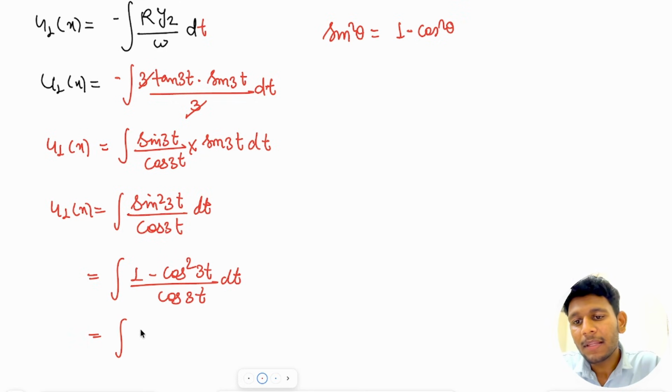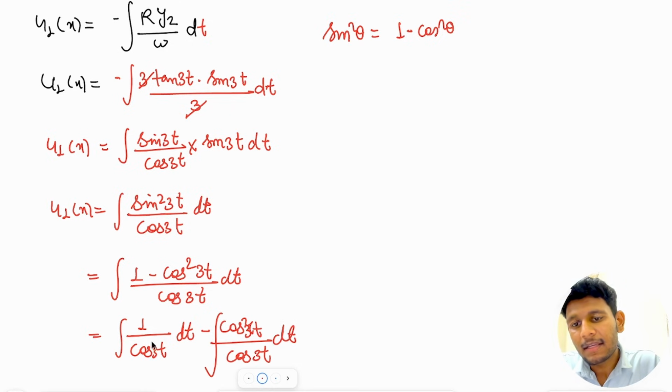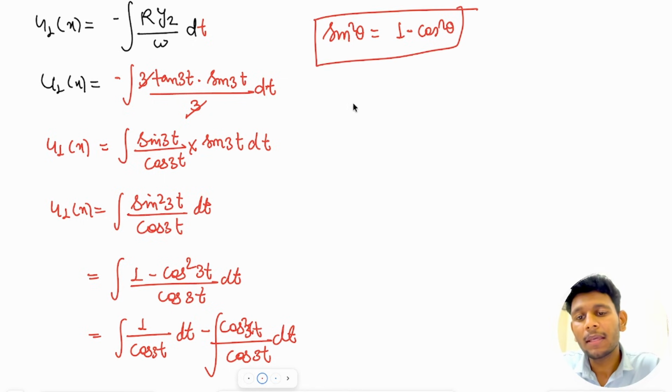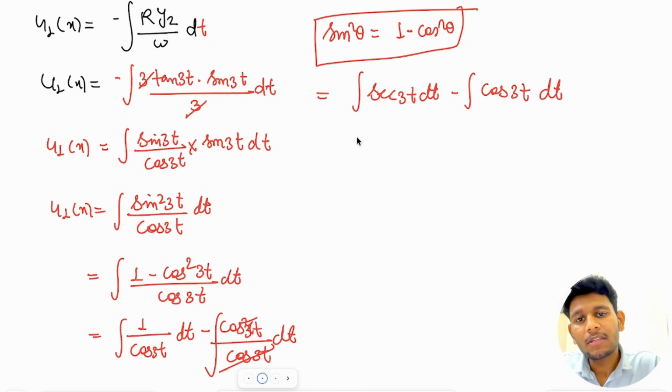So this will be simply 1 upon cos of 3t dt minus cos square 3t divided by cos of 3t dt, and this is again different. Now you have two different integrals, so this formula I used. Now you have sec, you know the integration formula. So sec of 3t dt minus this, and this will get cancelled, so here you will have cos of 3t dt. Now this is the known thing.